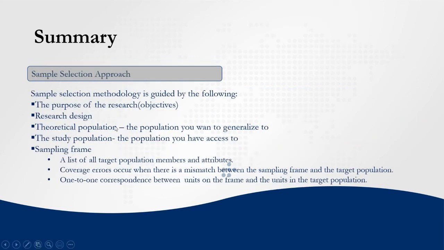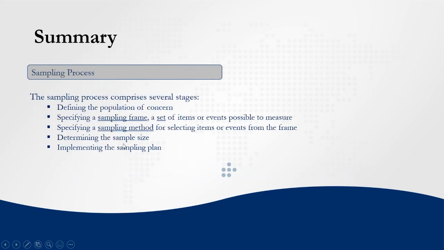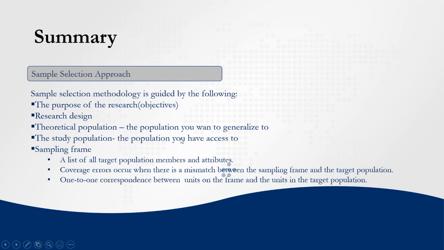So in summary, when you are selecting your sample, you are guided by the purpose, the design, the theoretical population, and then the population that you have access to. Because there might be a population that you want for your study, but you find that you don't have access to it. So practically, you now have to amend everything to talk to the population that you have access to. And then, is there a sampling frame that will influence the approach you take? If there is no sampling frame, automatically you have to take the other approach if you cannot create one.